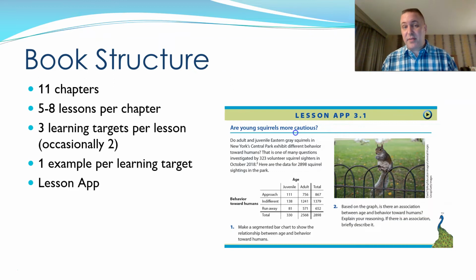And then at the end of the lesson is what we call the lesson app. Now this is a fantastic feature of our book. The lesson app is a single context within which all learning targets, or most all of the learning targets in the lesson, are reviewed or applied. Right? Lesson application, lesson app. And this one's about young squirrels and whether or not they're more cautious about being fed in New York, in Central Park. You'll notice one important thing here on the top right.